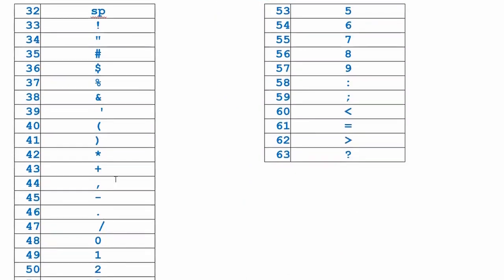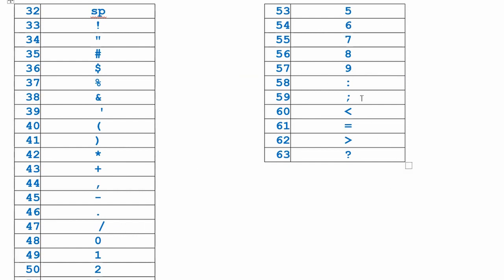Next, we have different punctuation marks like exclamation, double quotes, hash, dollar. All the characters that we use from the keyboard already have an ASCII code. Suppose when we enter dollar in any text-supported application, automatically the 36 equivalent ASCII value, the 36 equivalent binary code, will be stored inside the computer. 48 to 57 we have numbers from 0 to 9.